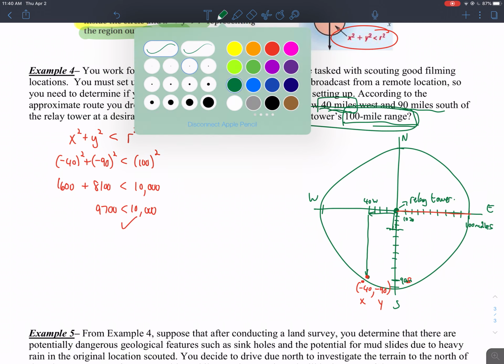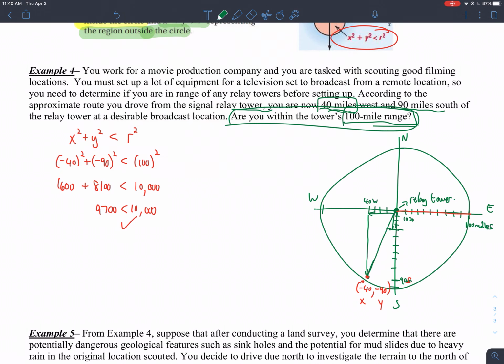Let me do green since I'm on green. This is how far I am from the relay tower. That distance is the square root of 9,700. Okay, the square root of 9,700.